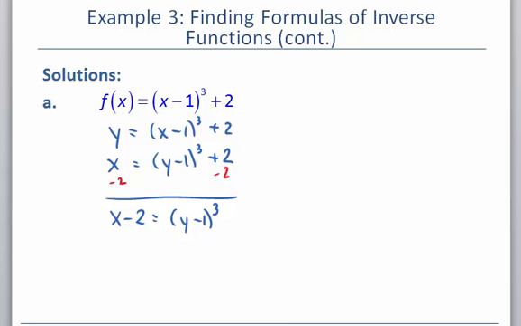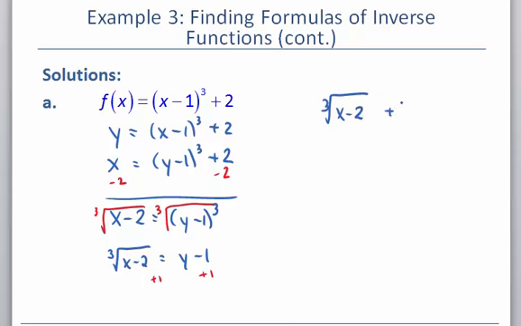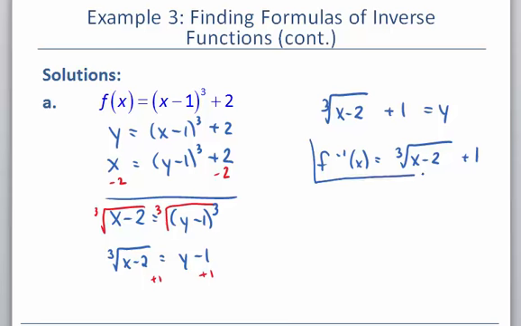Solving for y, remember, the next step is going to be to take the cubed root of both sides of the expression. So we have the cubed root of (x minus 2) is equal to y minus 1. And then our last step is to add the 1. So we have the cubed root of (x minus 2) plus 1 is equal to y, which we'll then write in our function notation. F inverse of x is equal to the cubed root of (x minus 2) plus 1. And we have our inverse function.